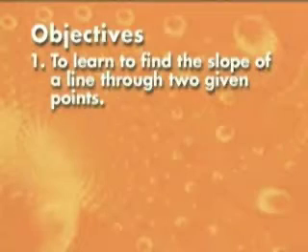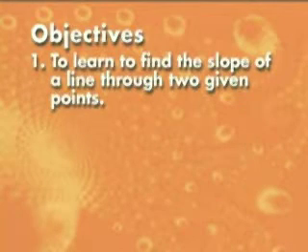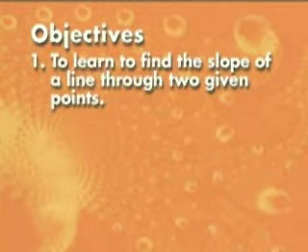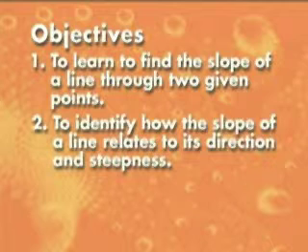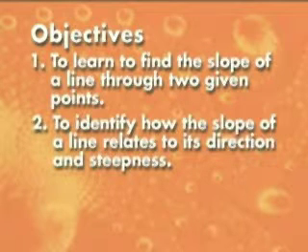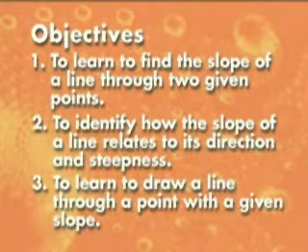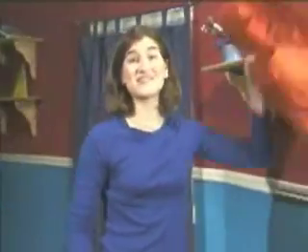We have 3 main objectives for today. They are: 1. To learn to find the slope of a line through 2 given points. 2. To identify how the slope of a line relates to its direction and steepness. And 3. To learn to draw a line through a point with a given slope. Are you ready to learn more? Let's go to the math lab.